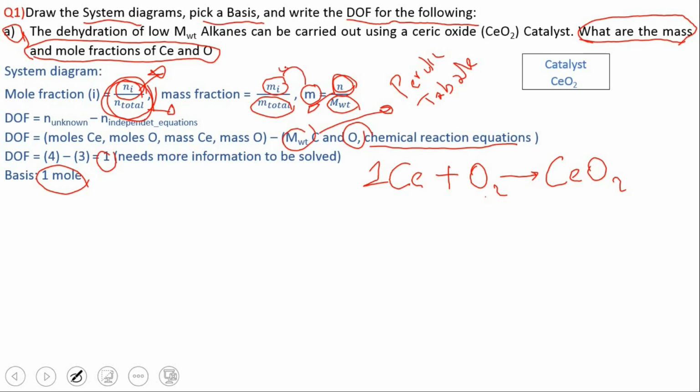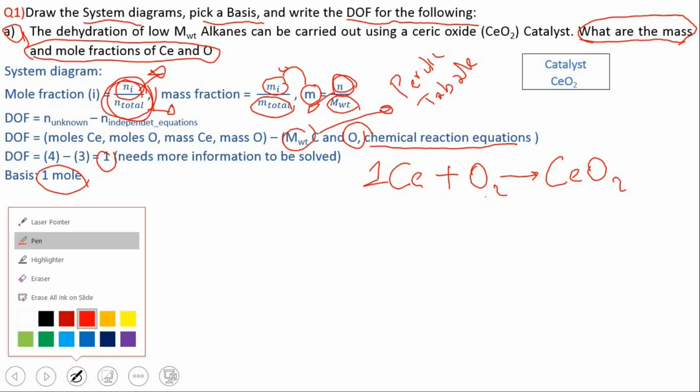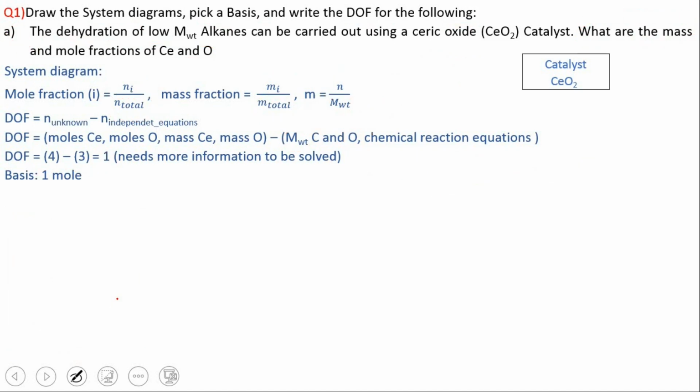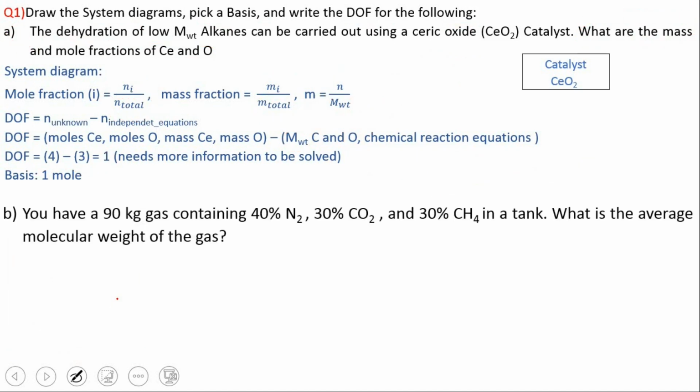I'm not going to solve it because the question doesn't ask you to solve it. It just asks you to find out these three things, so I have found them out. So let's move to the other question.